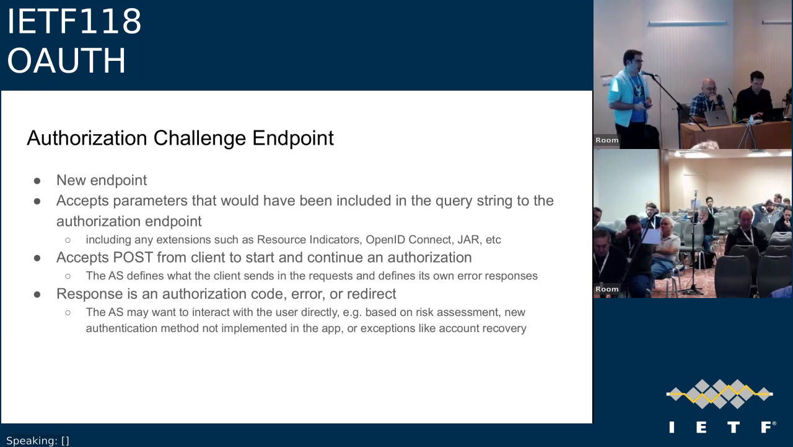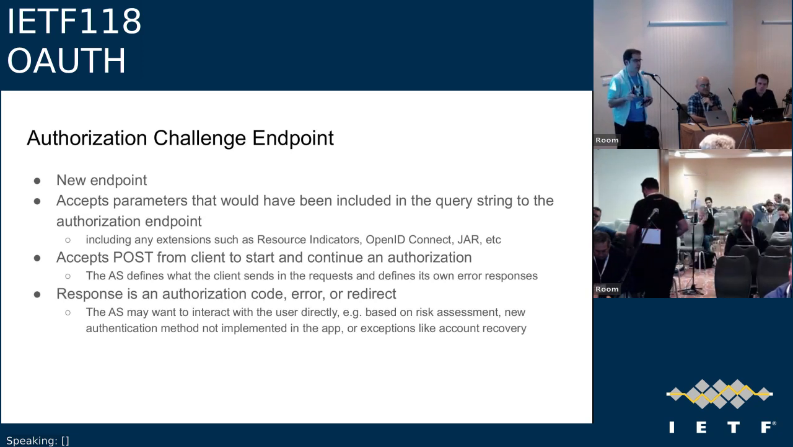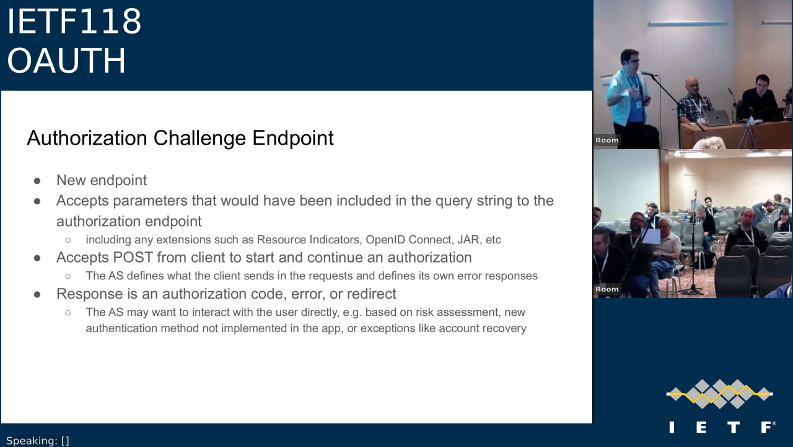So that takes me to the design of this draft, which basically adds a new endpoint, the authorization challenge endpoint. This is a new endpoint that accepts all the parameters that would have been included in the query string or in a PAR request to the authorization endpoint. And it can include any extensions that are defined on top of OAuth, but it is the endpoint that accepts the post request from the client to start and possibly then continue this back and forth sequence until eventually an authorization code is returned from this endpoint.